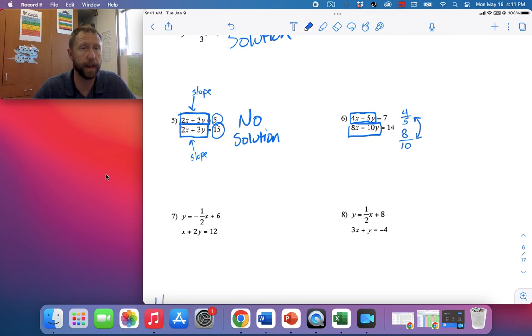So slopes are the same, and then the same deal for the y-intercept. If you'll notice, it's just going to be 7 divided by -5. So 7 divided by -5, and it's going to be 14 divided by -10. Same thing again. Do you see that? It's just not simplified on the bottom. So because the slope and the y-intercept are the same, it's IMS, infinitely many solutions.